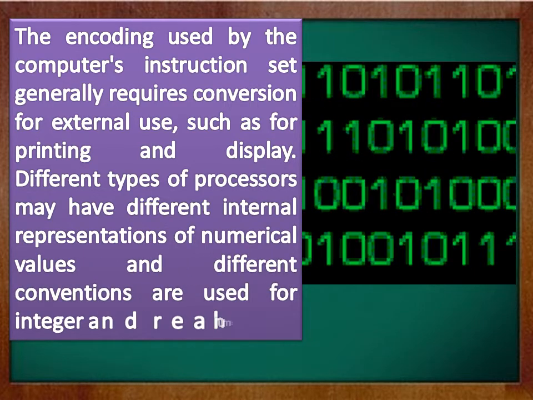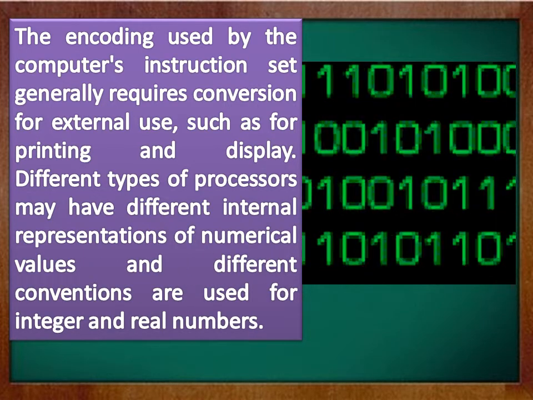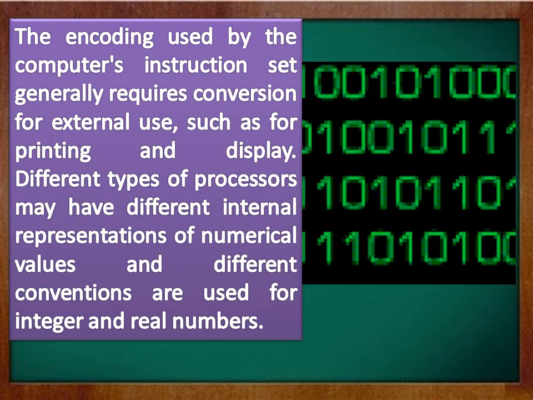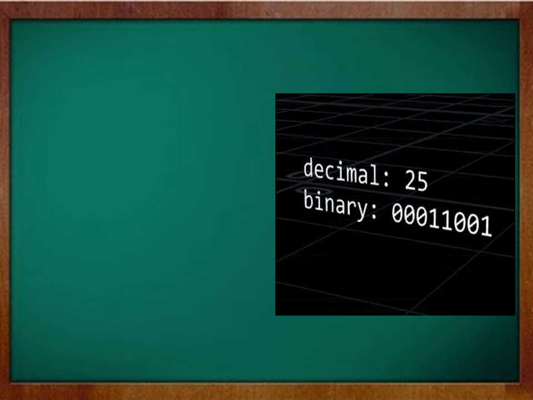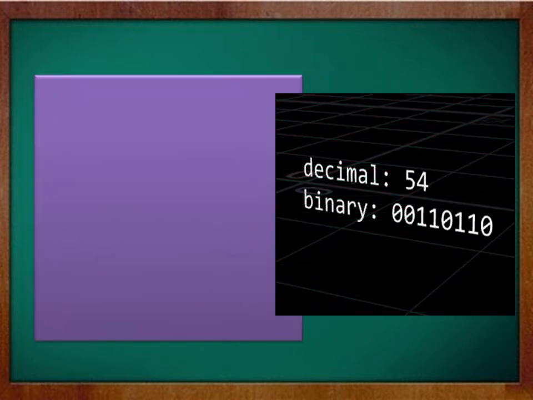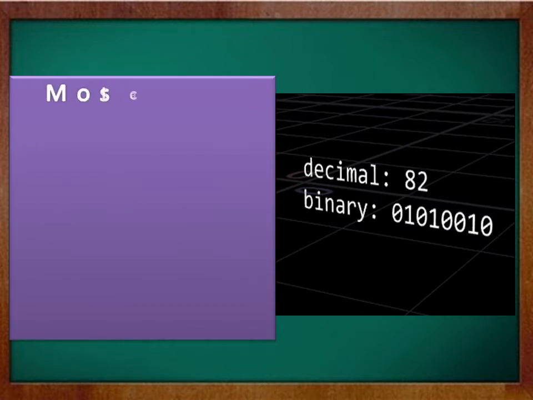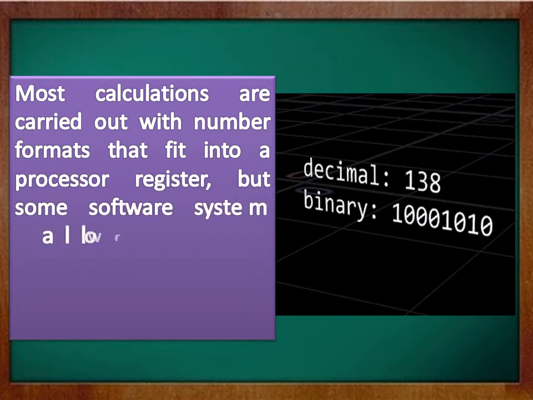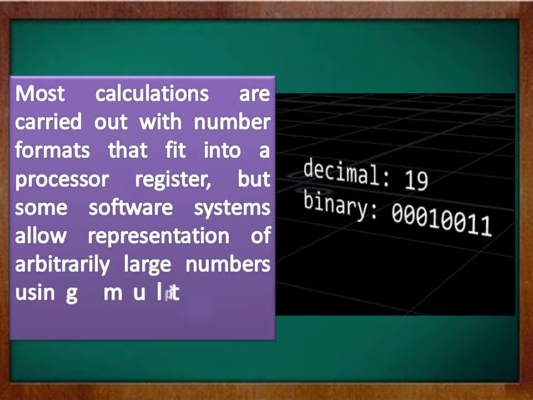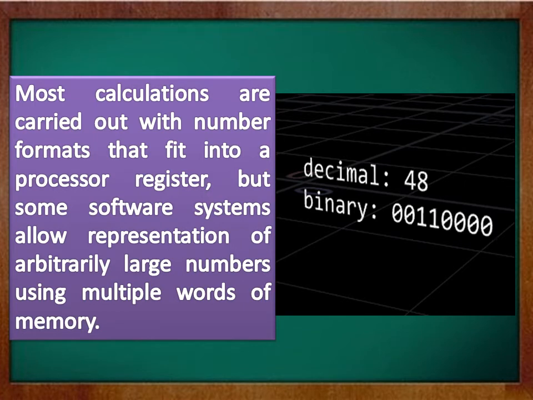Different types of processors may have different internal representations of numerical values, and different conventions are used for integer and real numbers. Most calculations are carried out with number formats that fit into a processor register, but some software systems allow representation of arbitrarily large numbers using multiple words of memory.